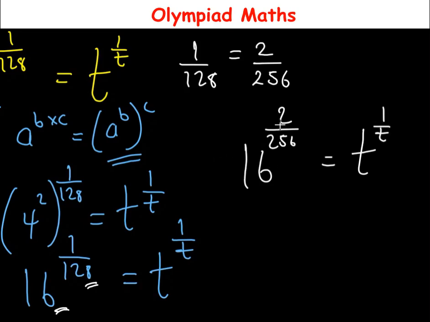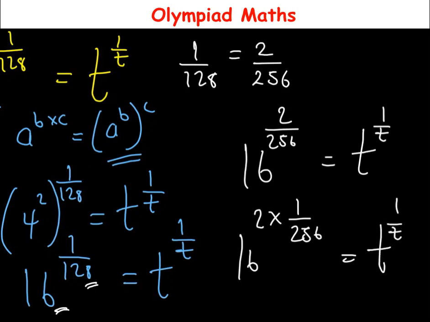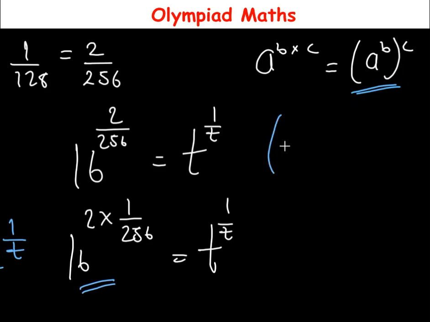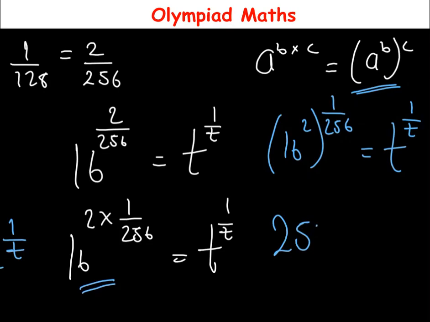From here, factorize out power 2, so 16 raised to power 2 times 1 over 256 is equal to t raised to power 1 over t. And also, applying the indices rule, that if you have a raised to power b times c is equal to, in bracket, a raised to power b, power of c. Applying this rule right here, this becomes, in brackets, 16 raised to power 2, power of 1 over 256 is equal to t raised to power 1 over t. And from here, 16 squared is 256, then all raised to power 1 over 256 is equal to t raised to power 1 over t.